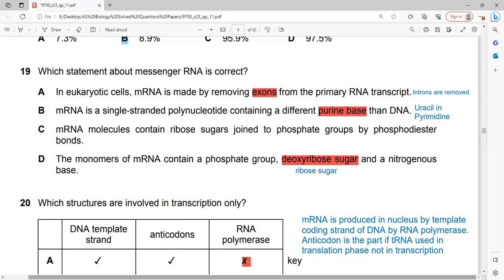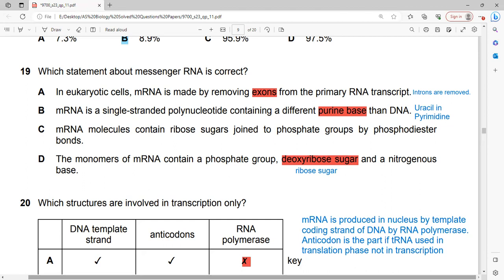The messenger RNA is a single-stranded polynucleotide containing different purine bases. In messenger RNA, the pyrimidine thymine is replaced by uracil. So that's why it is wrong, it is pyrimidine. Now, a messenger RNA molecule contains ribose sugar joined to the phosphate group by phosphodiester bonds. That is the correct statement. Ribose sugars are connected in nucleotides by phosphodiester bonds, making a polynucleotide unit.